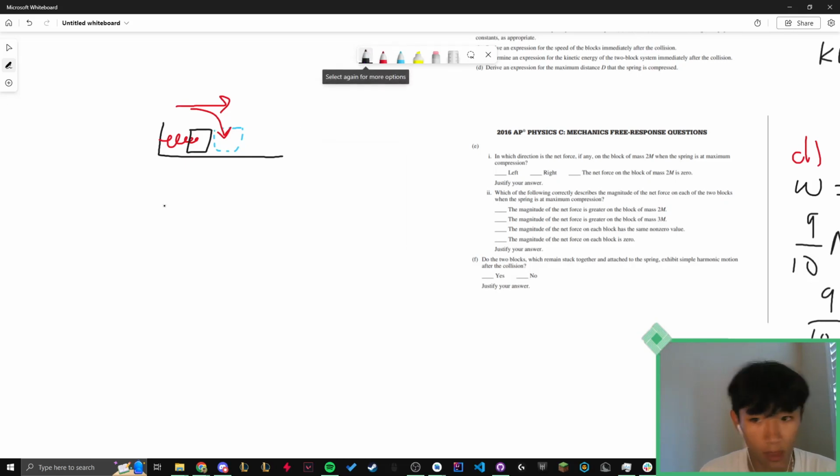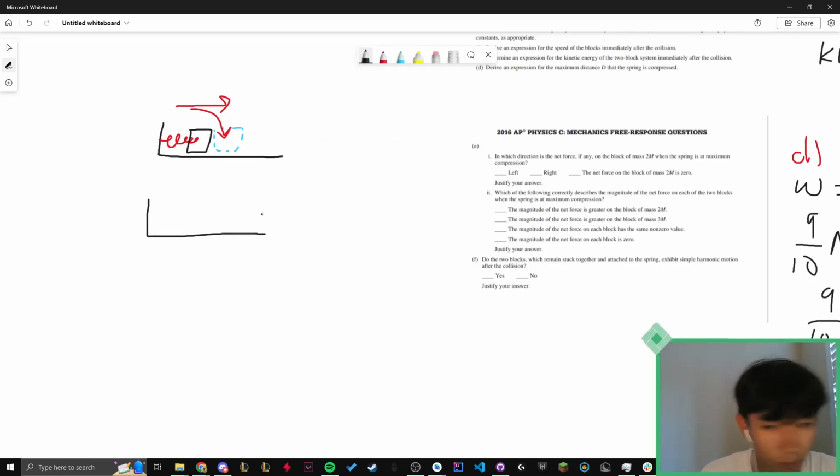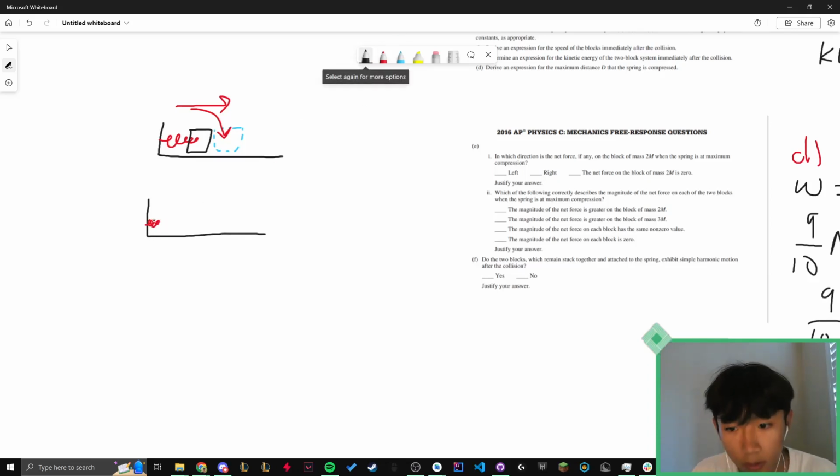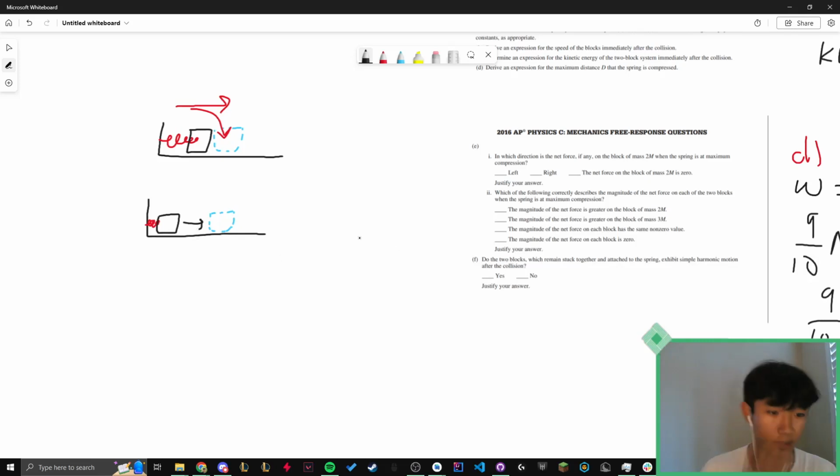So when the block is at its maximum compression, the spring is really coiled up right now, and this was the equilibrium position, the spring is going to try to move the block back there. So this would be to the right. And you just have to explain that. Just saying the force of the spring moves the block back to equilibrium, and the equilibrium is to the right of maximum compression, or something like that.